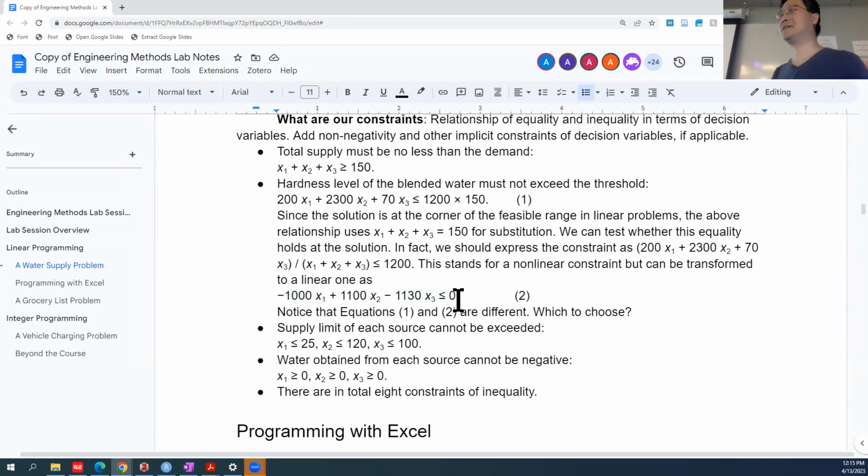Any question on this hardness constraint? How about students in that? Okay, question? So for that second equation, you got that from a subtraction problem? Let me show you. It's not simply a subtraction.